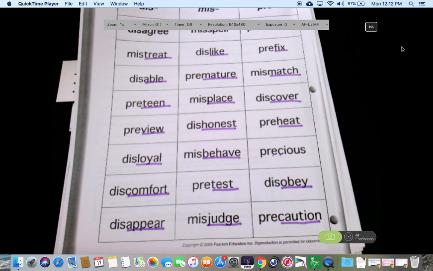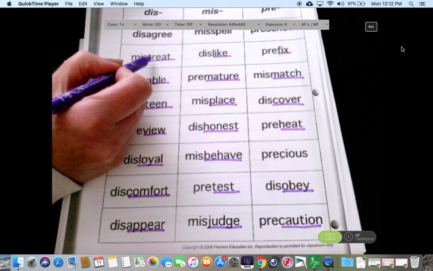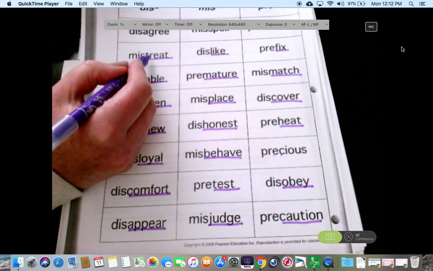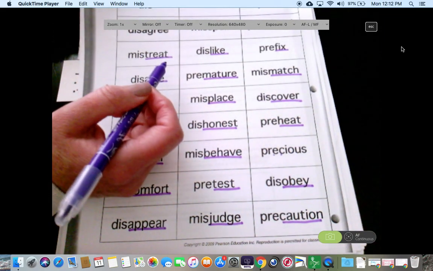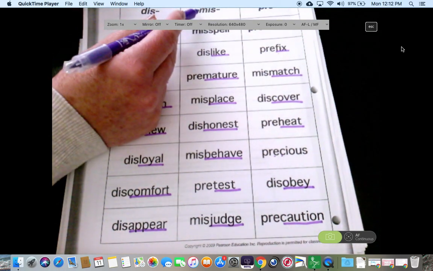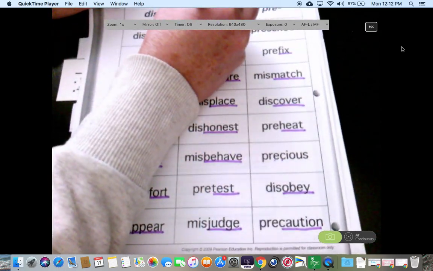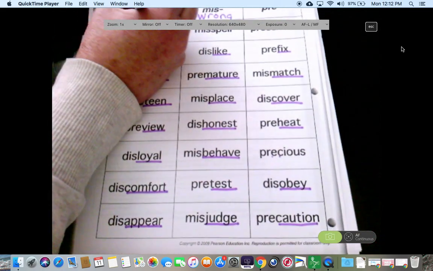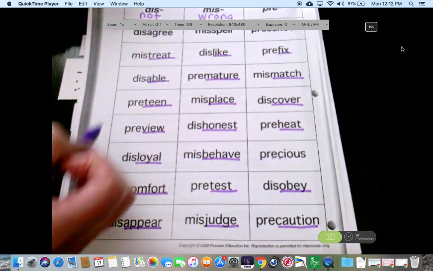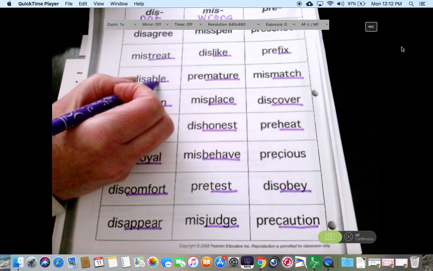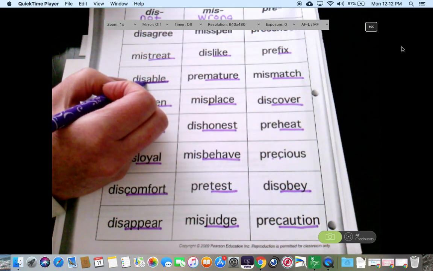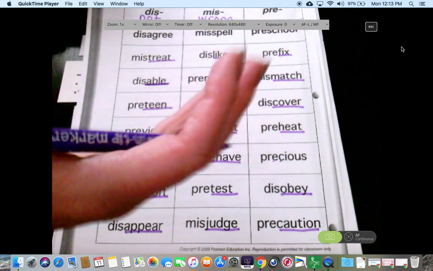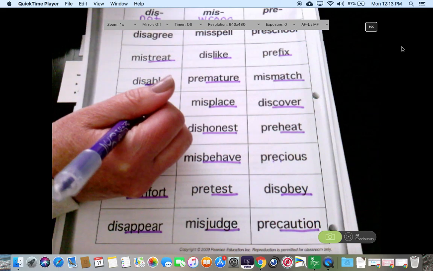So we're going to first look at what these words mean, okay? To mistreat something means to treat it wrongly or to not treat it well, okay? So remember, everywhere you see miss, M-I-S, is to do something wrong. Okay. The prefix dis means not or the opposite of. So if you have the word able, disable means that it's not able to work or to function the way it was maybe intended, okay?